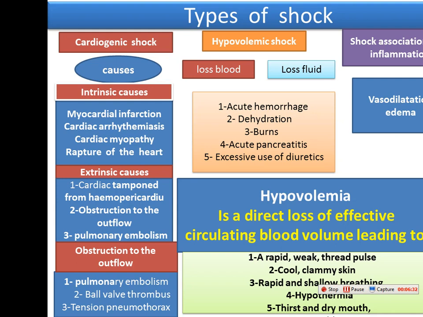The third type of shock is shock associated with inflammation, and we know that inflammation leads to vasodilatation. This is related to secretion of histamine, and vasodilatation leads to escape of fluid from the blood to the interstitial spaces, so we have hypovolemic shock, and this also decreases blood volume and causes a decrease in cardiac output.